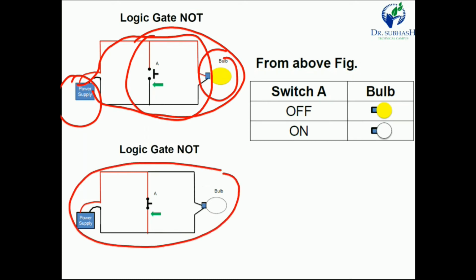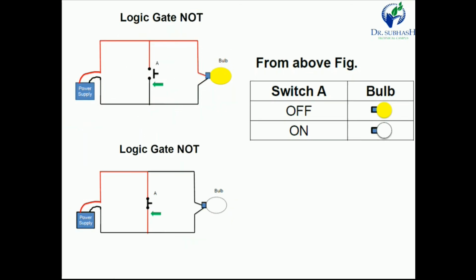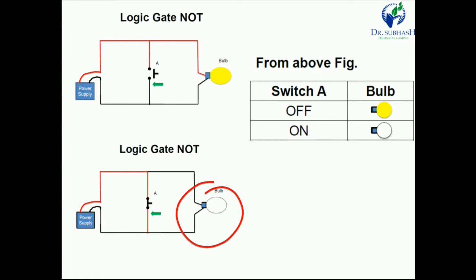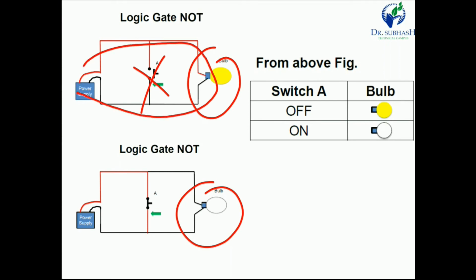Whenever the switch is open, the bulb is on. Whenever the switch is closed, the bulb is off, because the path from the supply through the switch back to the supply means there is no current in the bulb. So the bulb is in off mode. Here the bulb is in on mode because there is no path through this switch, so the total current will flow through the bulb and the bulb becomes on.